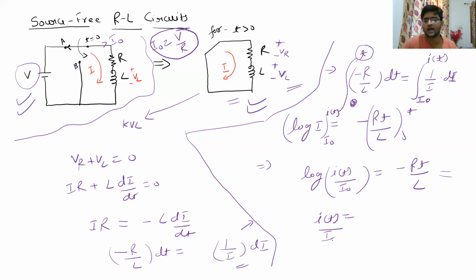If you take the anti-log, you are going to get I(t) divided by I naught is equal to e to the power minus Rt upon L. So if we rearrange, we are going to get the equation of I(t) as I naught e to the power minus Rt upon L.